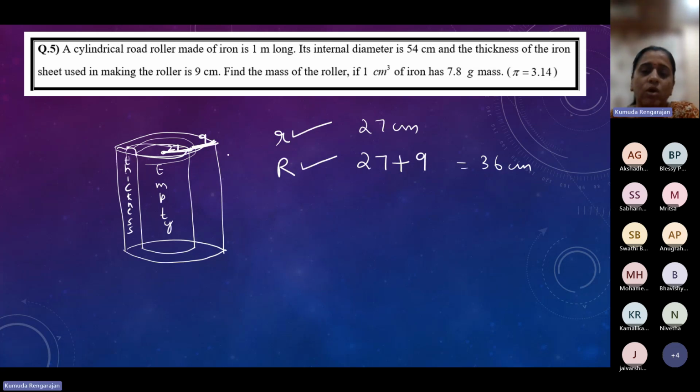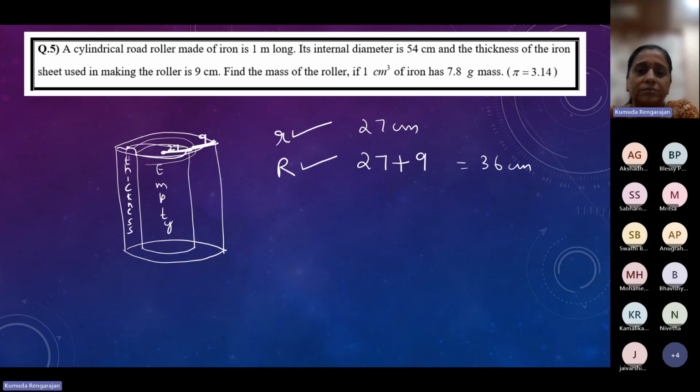So we know now small r is 27, capital R is 36, and the height of the cylinder is 1 meter or 100 centimeters. So we know everything about the cylinder. Inner radius 27, outer radius 36, and the height of the cylinder or the length of the cylinder 100 centimeters, 1 meter. You should have all the values in the same unit.